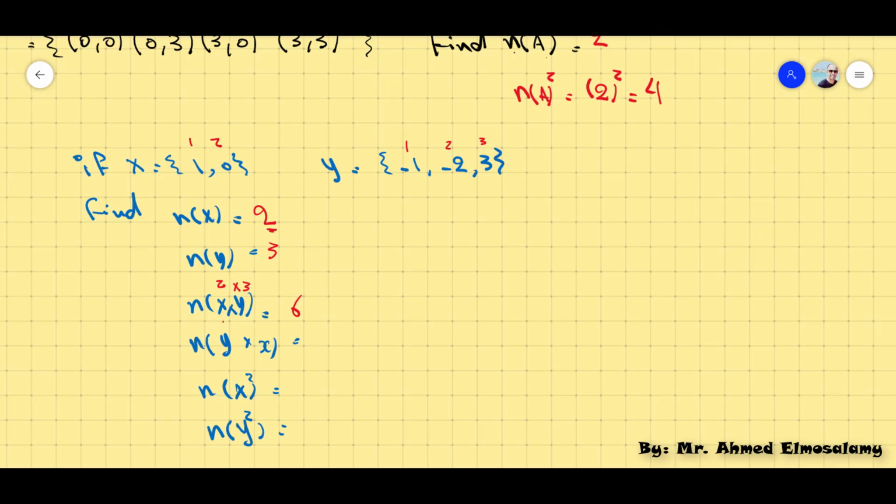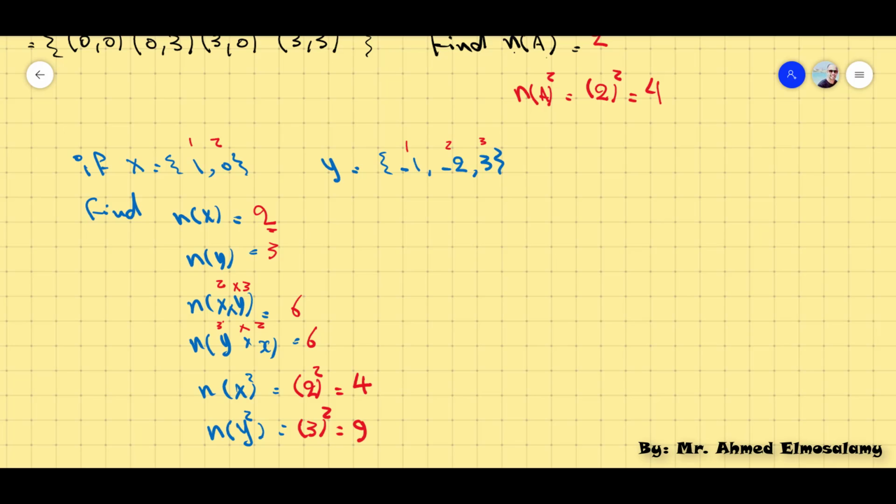Very good. n of y product x. How many elements inside y? 3 times 2. It will be equal 6. n of x squared. Yes, n of x squared will be equal to 2 squared. It will be equal 4. n of y squared: 3 squared equals 9. Very good.